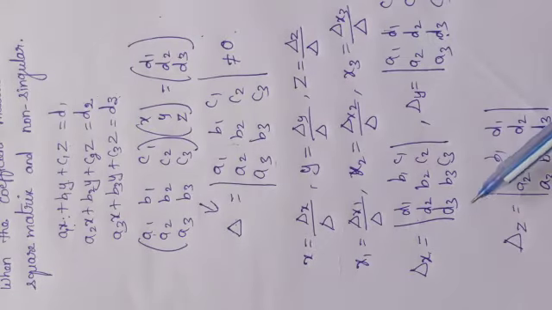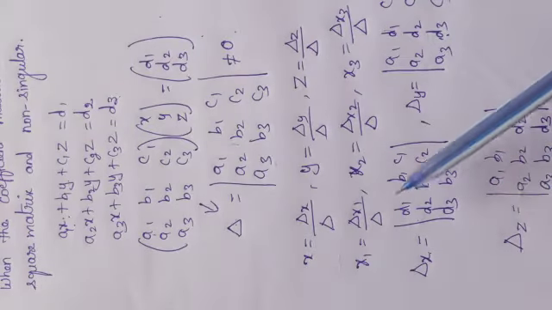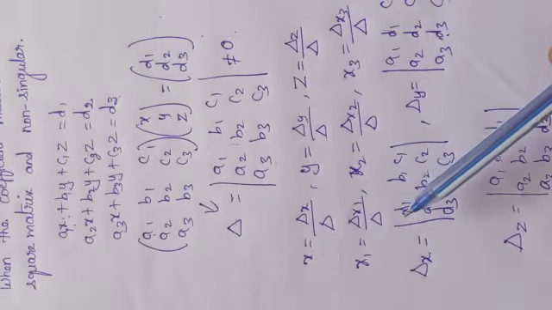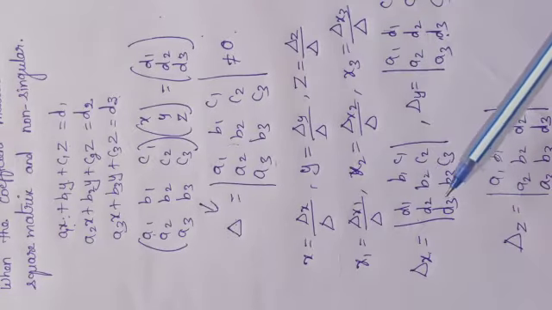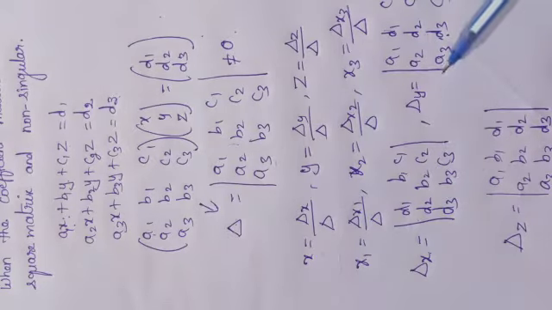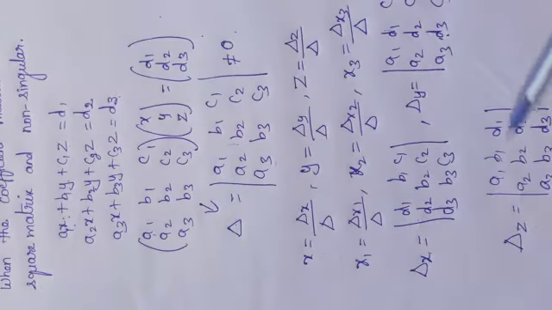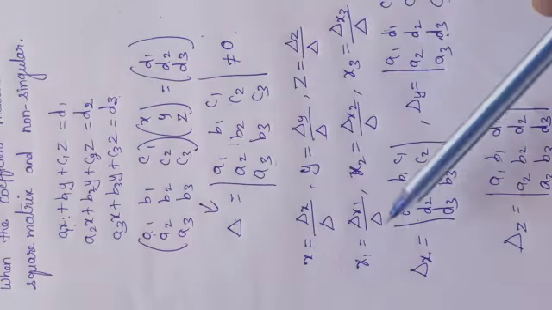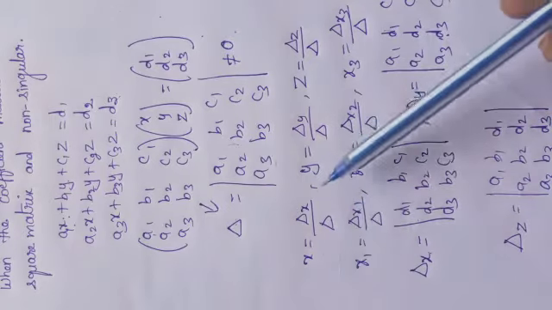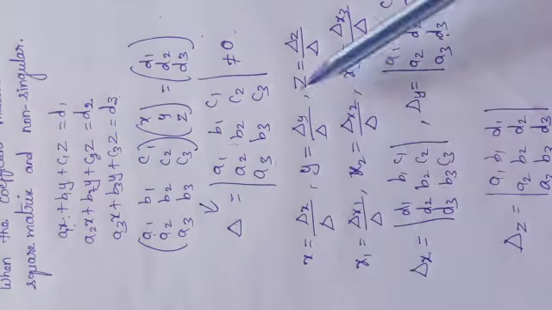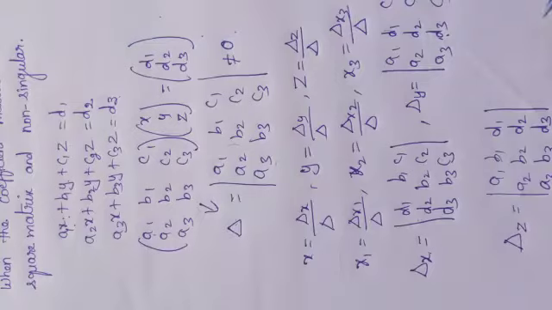If it is not equal to 0, then we have to find delta x, delta y, delta z. What is delta x? In place of the coefficient of x, we have to use the constant matrix. Delta y means in place of y, we use the constant matrix. Delta z is in place of z, we use the constant matrix. After getting the values, we find x, y, z just by dividing.